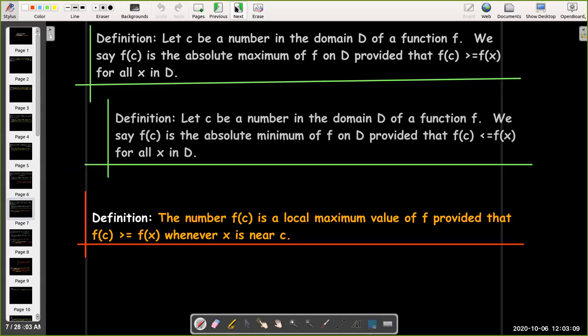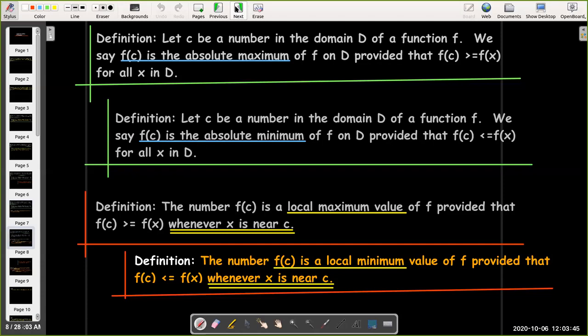Now you may have a point on the graph where it is not the absolute highest, but it's higher than all of the points around it. And we would call the y-coordinate of that point a local maximum. So f of c is a local maximum, provided that f of c is larger than any function value around it whenever x is near c. We'll talk more about that in a minute.